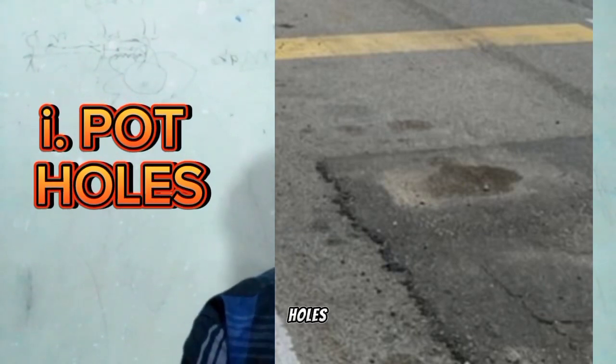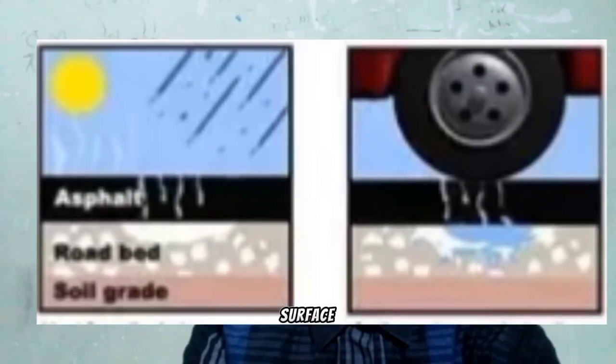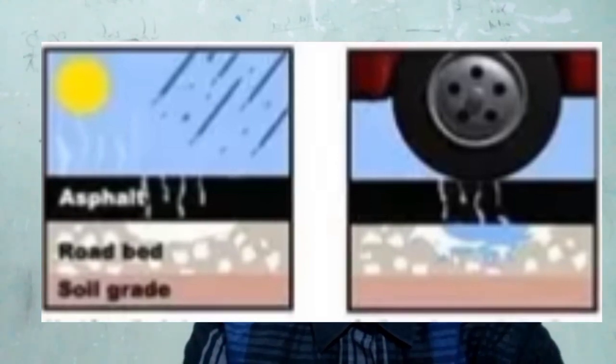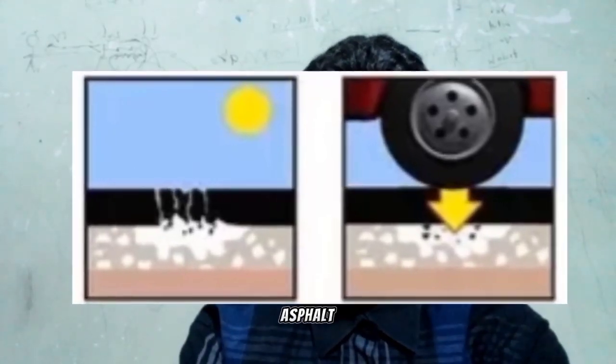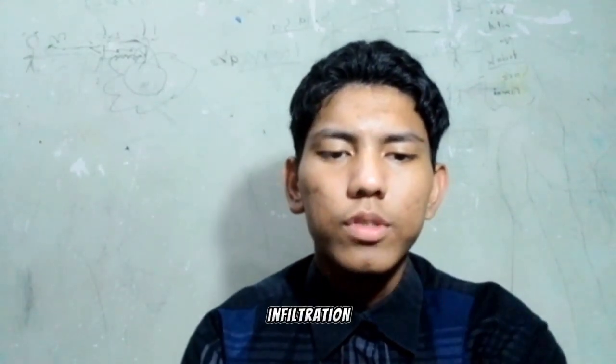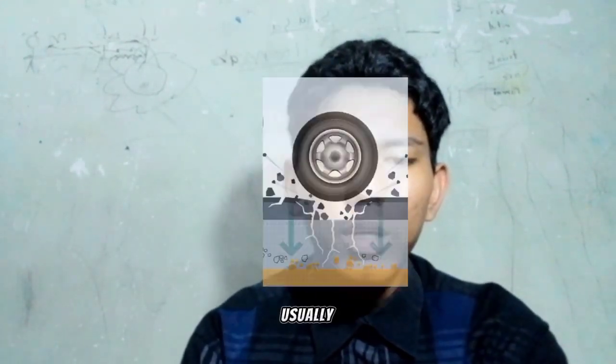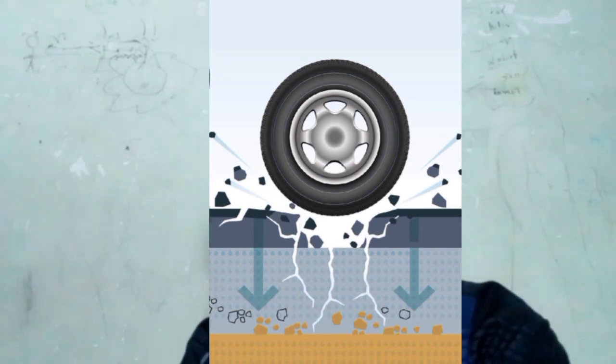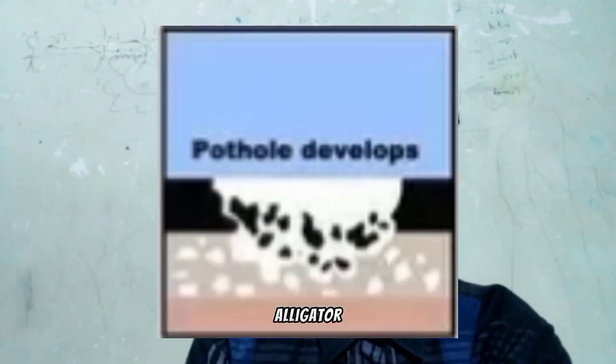And number 1, potholes. A pothole, as we know, is a small bowl-shaped depression in the pavement surface that penetrates all the way through the asphalt layer down to the base course. And potholes too are the result of moisture infiltration and usually the end result of untreated alligator cracking.